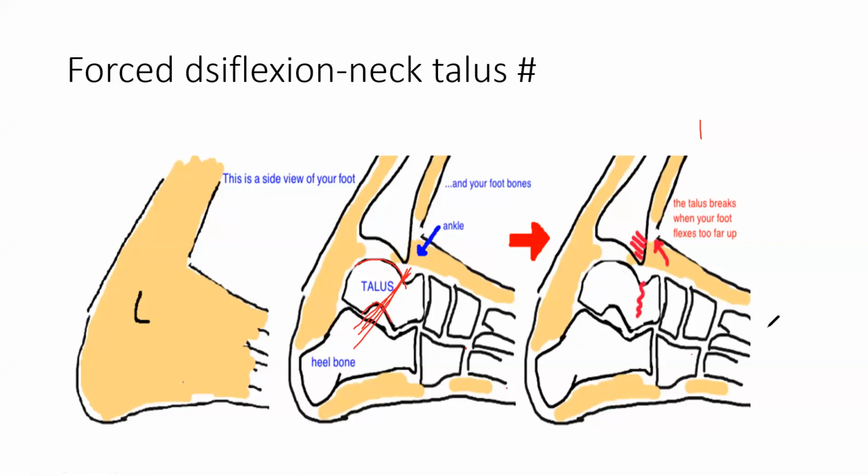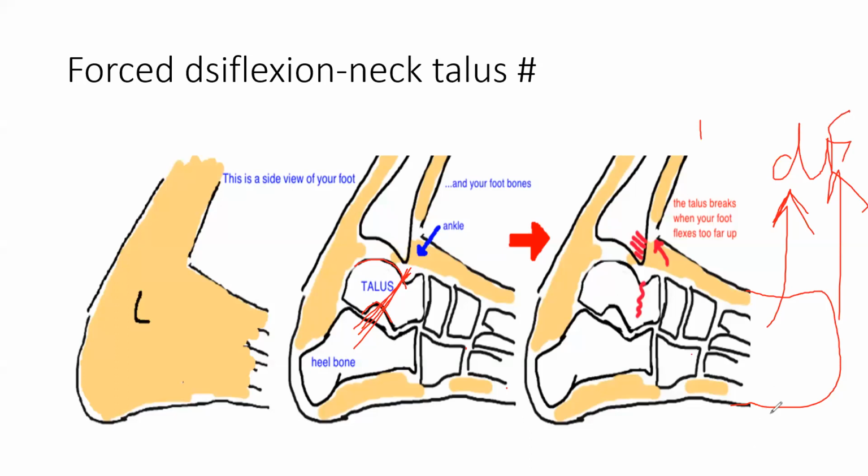Normally the foot goes into dorsiflexion, the foot going up. If it is going up, it is dorsiflexion. If it is going down, it is plantar flexion. So if it is going into dorsiflexion, this neck will hit this tibia, and because of the hitting of the tibia, it gets fractured. The neck fractures here, and because of this neck fracture, there is a chance of talus AVN.